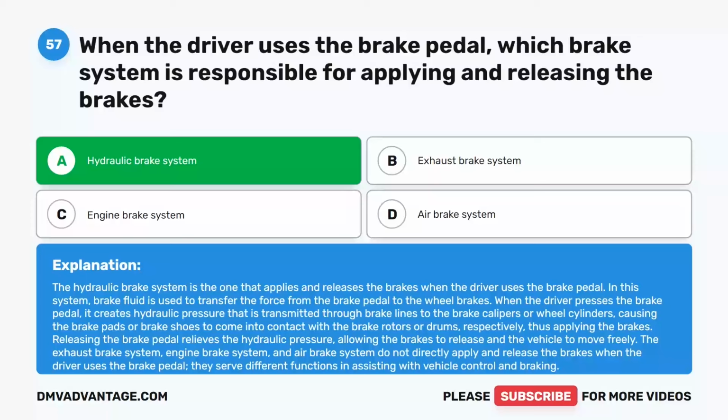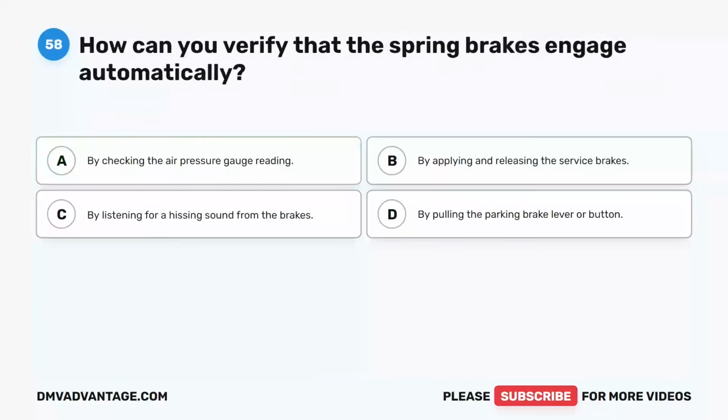The exhaust brake system, engine brake system, and air brake system do not directly apply and release the brakes when the driver uses the brake pedal. They serve different functions in assisting with vehicle control and braking.